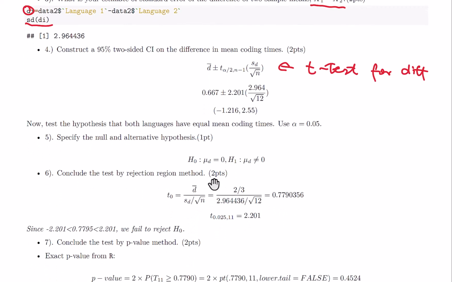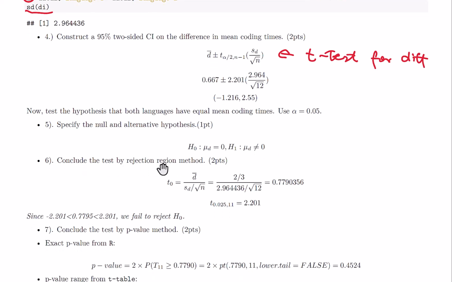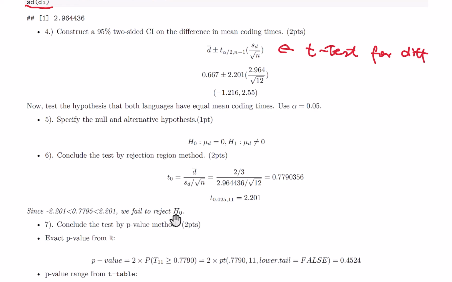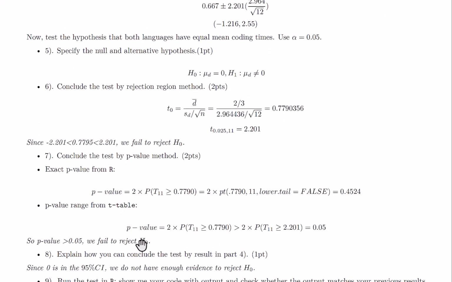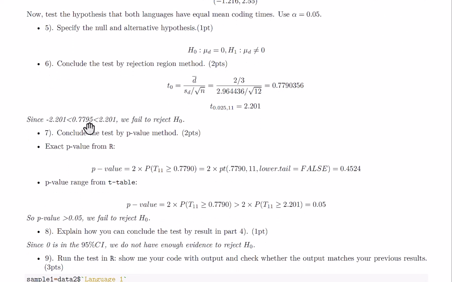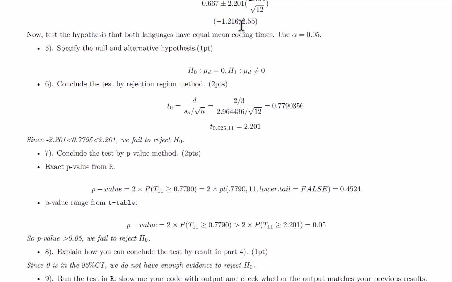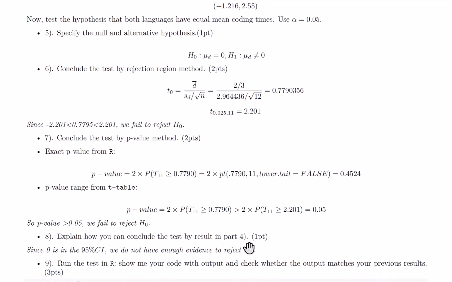This is the T test, right? Null hypothesis: there is no mean difference. Alternatively, yes, there is. And then with the rejection region method or critical value method, you have the T statistic value, which is in the acceptance region, actually not in the rejection region. So we fail to reject the null hypothesis. The P-value is the same idea: fail to reject also. Explain how by part 4. Part 4 is about what? Confidence interval: our hypothesis value is in it, so we fail to reject the null hypothesis also.